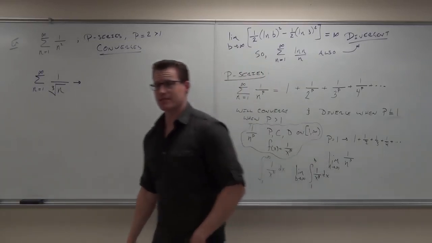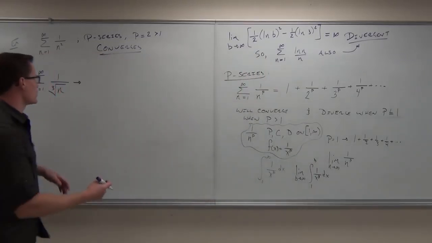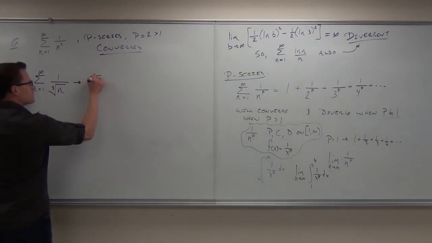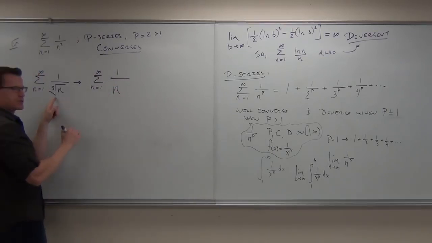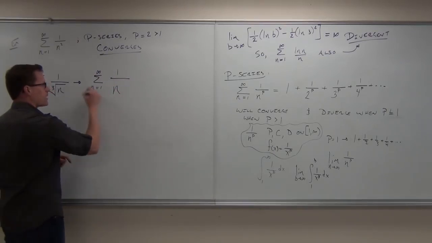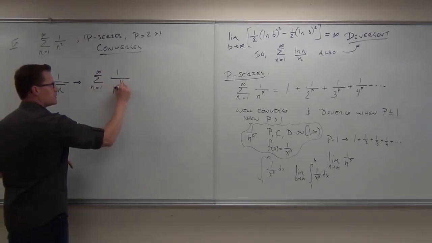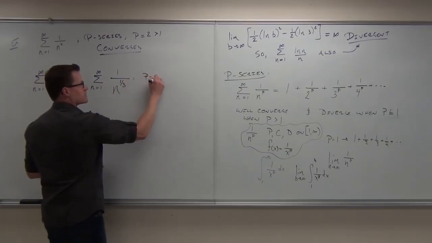It's still a p-series. Now you might want to write it as a p-series. So how in the world is that a p-series? Well, it's a series, n equals 1 to infinity, 1 over n to the, every type of root is automatically a power. This is a power. So we say this is a p-series.